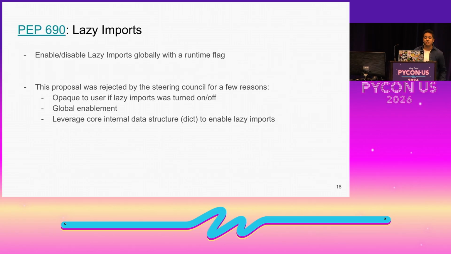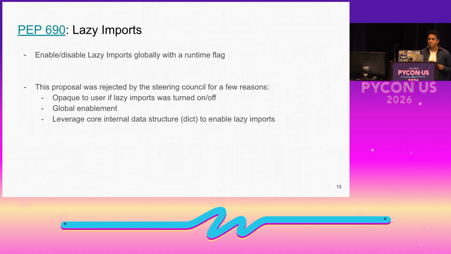So PEP 690 was born, and PEP 690 was rejected. But it did lay some very important ground. PEP 690 was an attempt by two of my former teammates, who I hold dear, Herman Mendes-Bravo and Carl Meyer, to upstream the version of lazy imports that we were using internally at Meta. It enabled lazy imports globally with a runtime flag that made every import lazy.